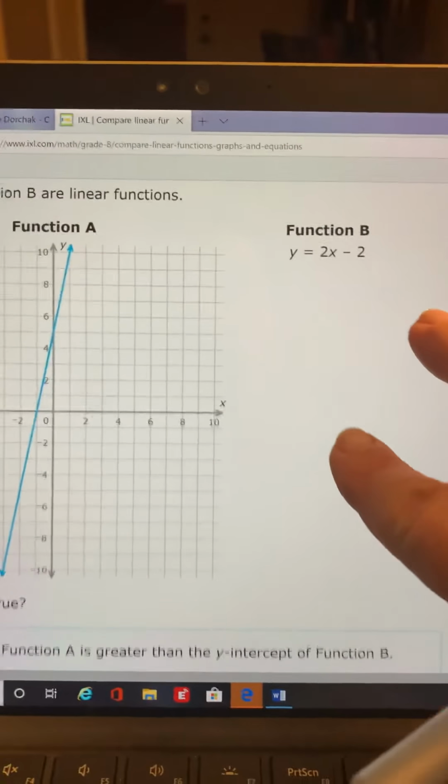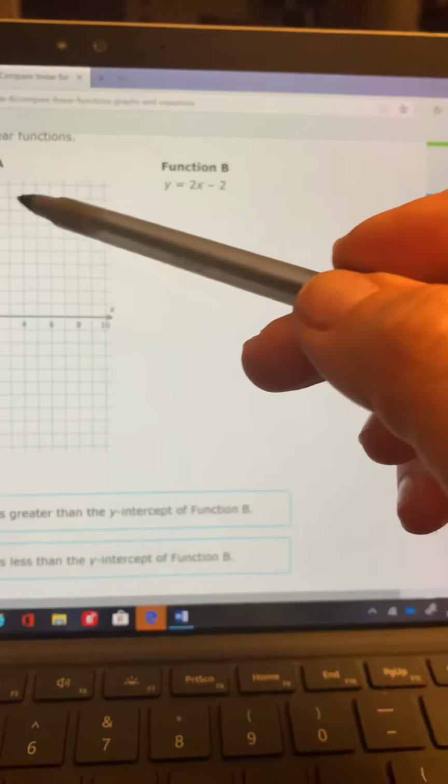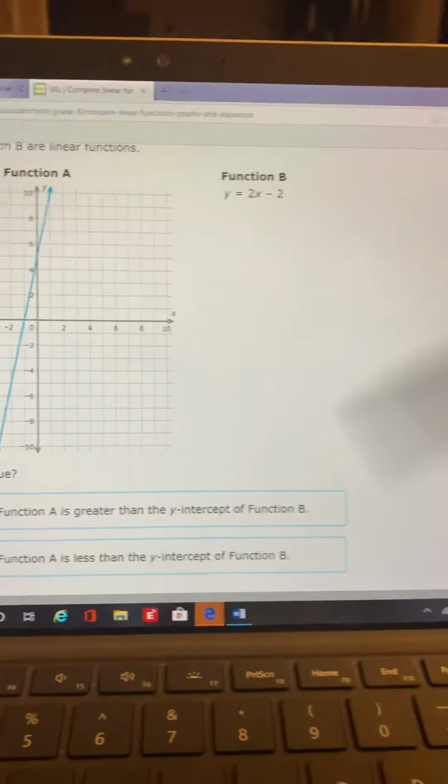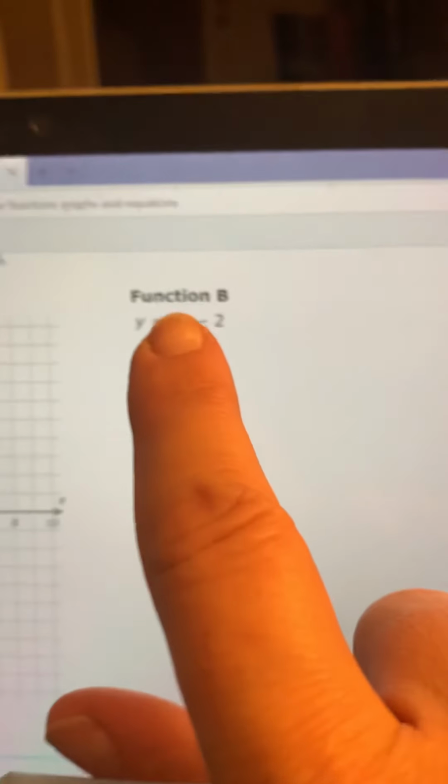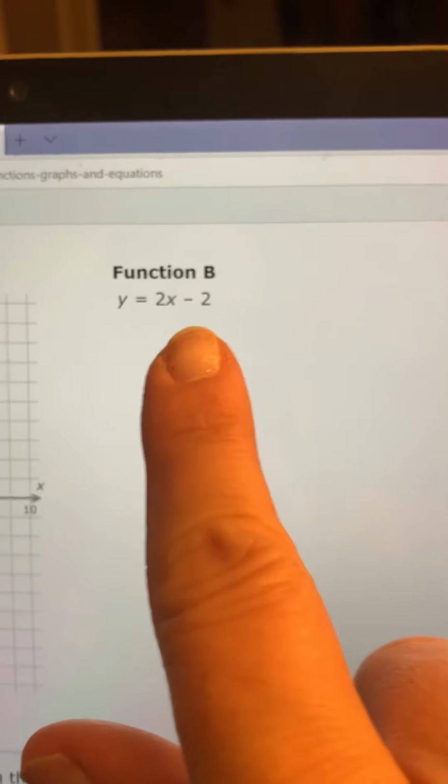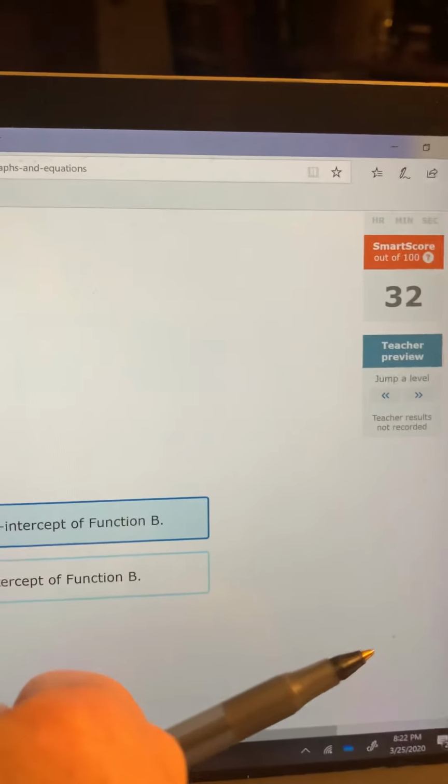So function A has a greater y-intercept than function B, because this is 5 and that is -2. Be careful on that. You have to account for the negative. So move on there.